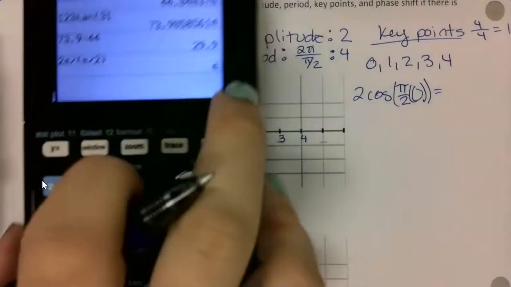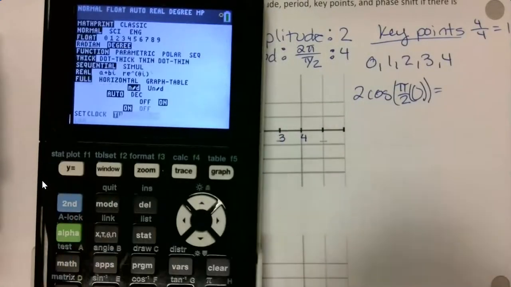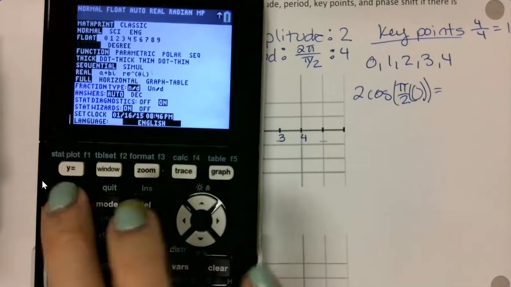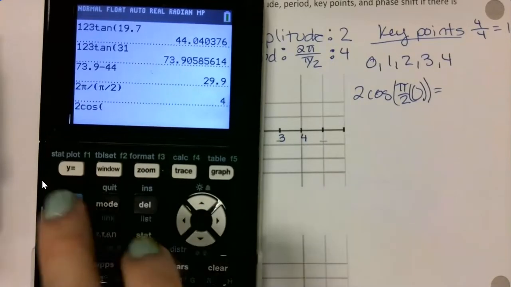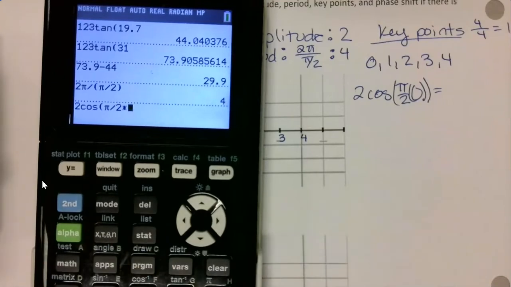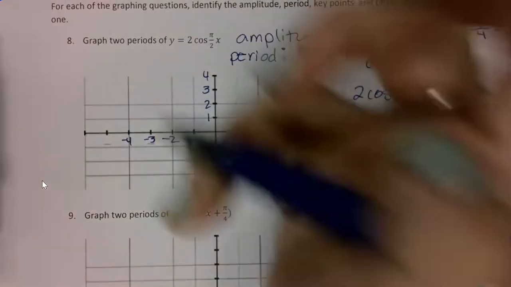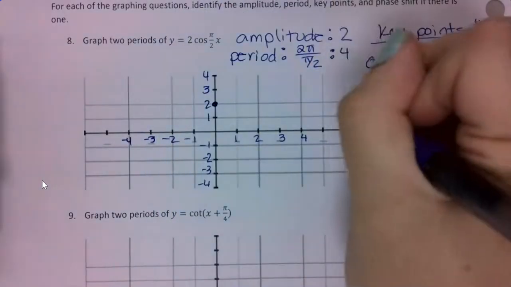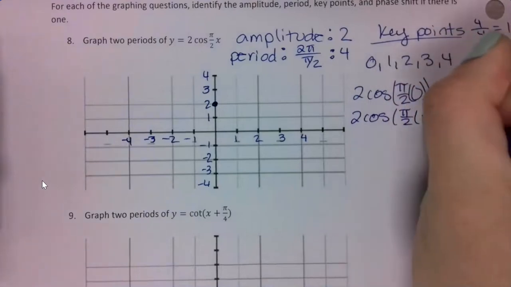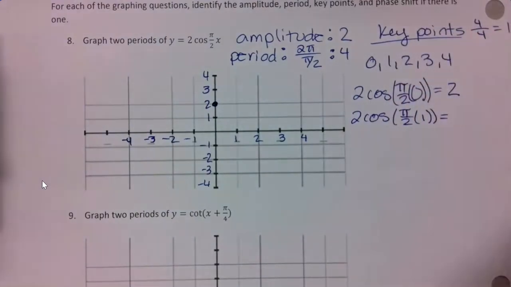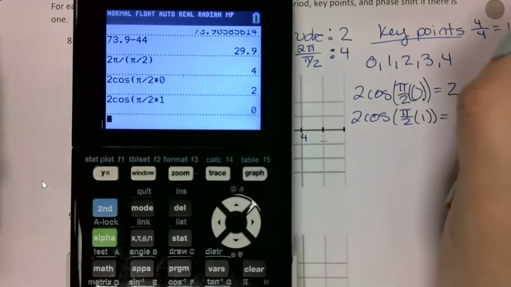So if I type this, I want this back in radians, so I'm going to go regular mode, arrow down to radians, and then I'm going to type this in. So I have 2 cosine pi halves times 0 gives me 2. So I plugged in 0 and got 2. Then I'm going to go ahead and do the same thing for my next key point, which is 1. Which gives me 0.